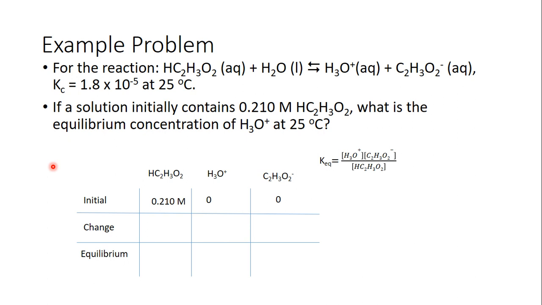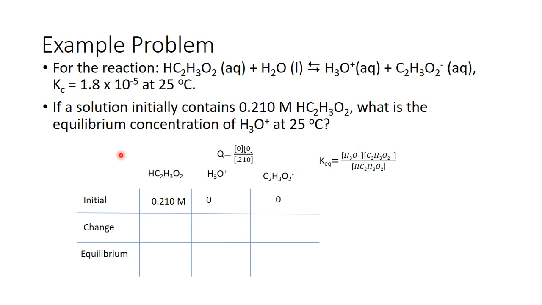Step 2 should be calculate Q. And so let's do that. Q, well, we have 0 H3O plus initially. We have 0 C2H3O2 initially. And we have 0.210 molar of HC2H3O2. So Q is 0. 0 divided by anything is 0. And so Q is less than K. And so we're going to make products.